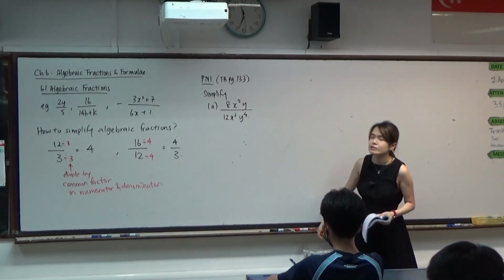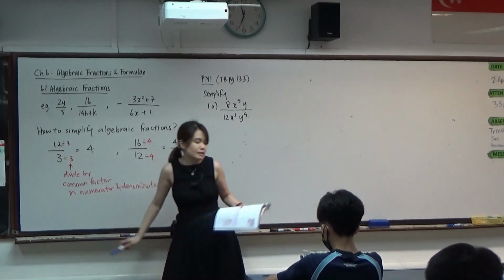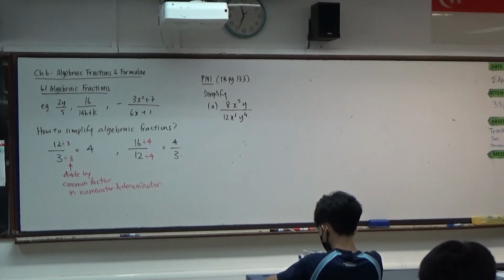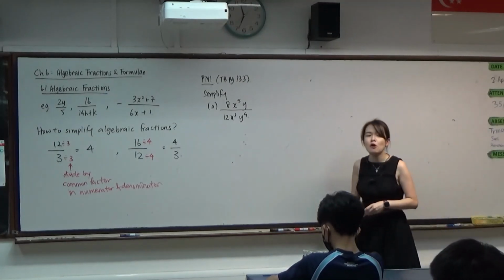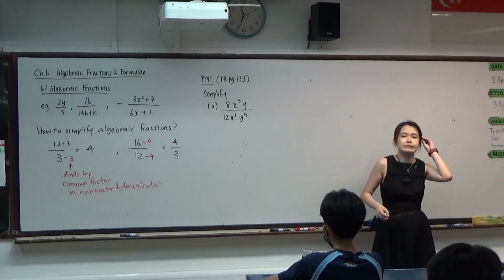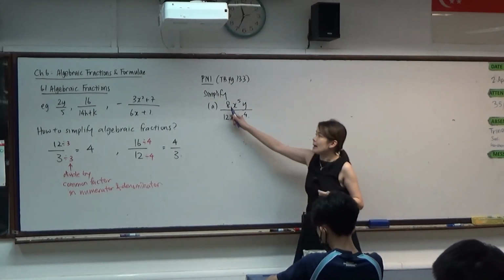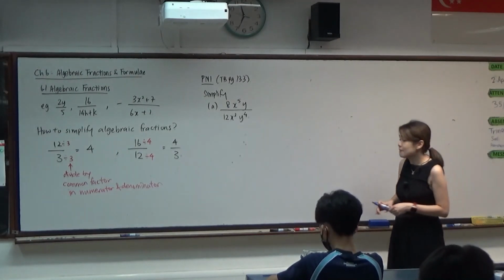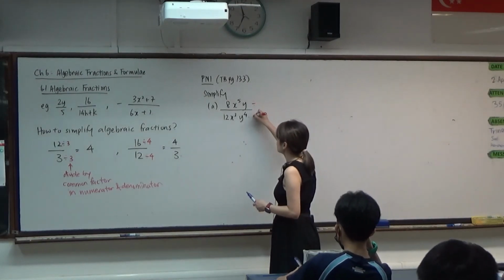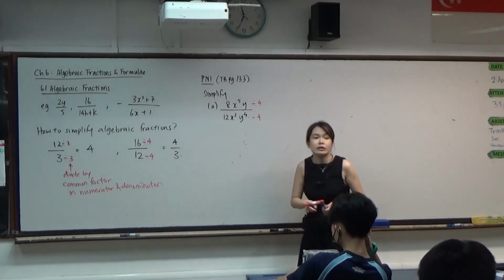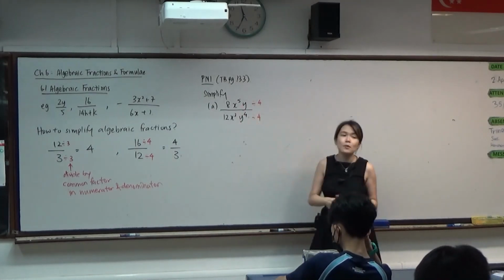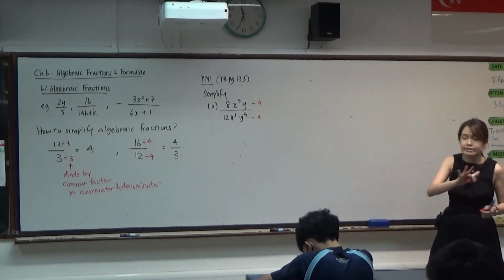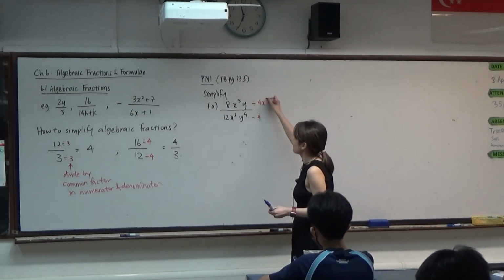if I have 8x to the power of 5y, divided by 12x cubed y to the power of 4. What are the common factors in both the numerator and the denominator? We look at the numbers component first. 8 and 12 have a common factor. Divide by 4, right? Then we look at the x component. How many x's are in common? 3 x's are in common, so that means x to the power of 3.